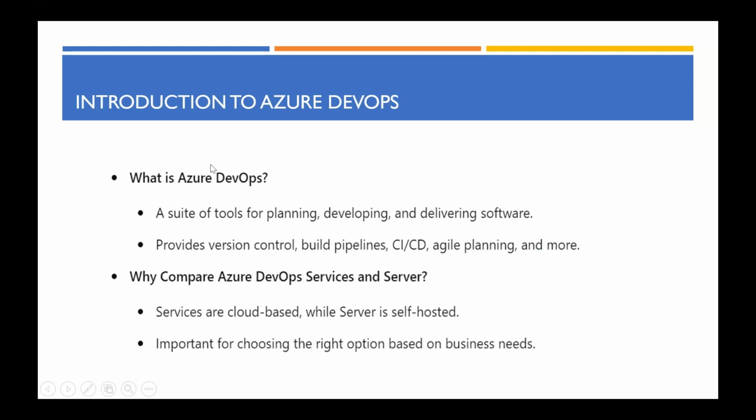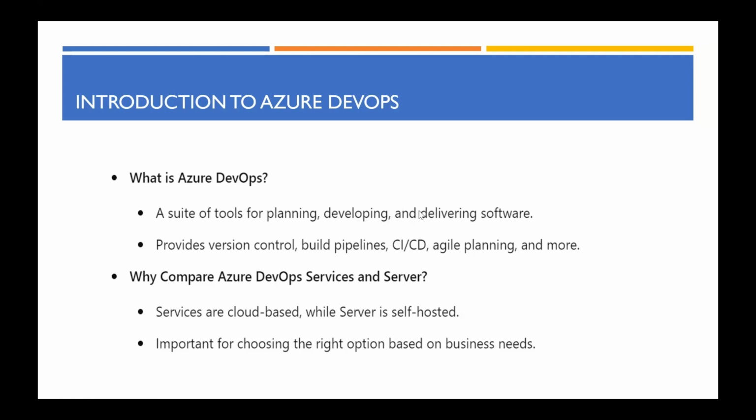So let me start by discussing Azure DevOps. What is Azure DevOps? This is basically a suite of tools for planning, developing, and delivering your software. You can use this tool to plan your software with Azure work items. You can create user stories. You can plan the sprints, and with Azure Repos, you can develop the software and keep the code of your software, and with CI/CD pipelines, you can build and deploy your software.